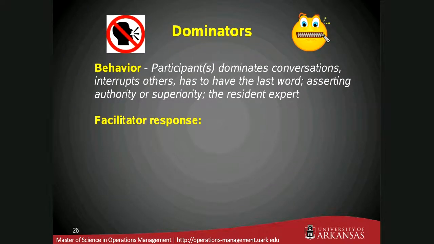Now, the next behavior is pretty similar to the chronic objector, but a little bit different. But at least these participants are in their own minds trying to work the mission. They are the dominators. They dominate the conversation. They interrupt others. They have to make their voices heard. They present their opinion as having more expertise than anyone else's. So, how might you handle this type of behavior?